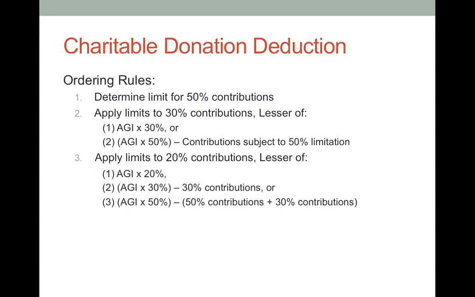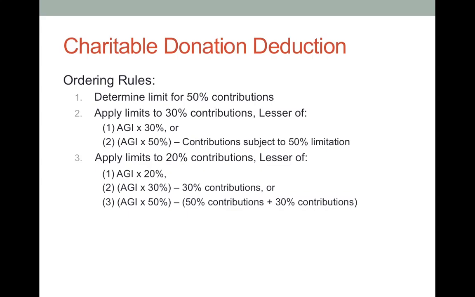First, maximize your 50% contributions. Then you look at how much of your 30% contributions you can deduct. The amount that you can deduct is going to be the lesser of 30% of AGI or what's left over of your 50% limitation. We'll look at an example. And then finally, you can apply limits to 20% contributions. That 20% contribution applies to non-operating foundations, so don't worry about it for the exam. I just put it on there for FYI.